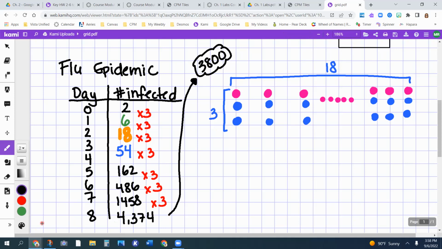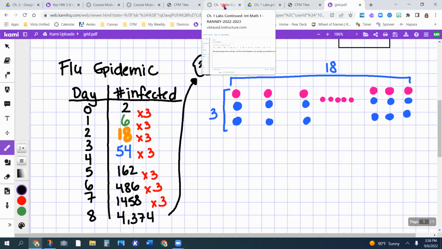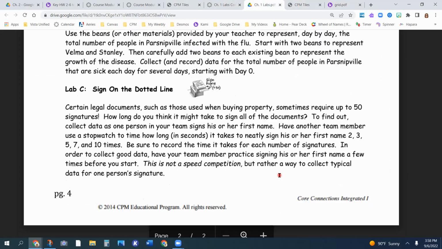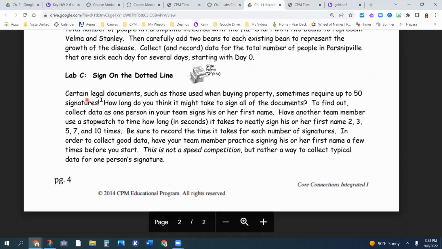Now, the one that you guys are going to be finishing today is the sign on the dotted line. We didn't have time to get through this one the other day. So for this one, certain legal documents, such as those used when buying property, sometimes require up to 50 signatures. How long do you think it might take to sign all of the documents?